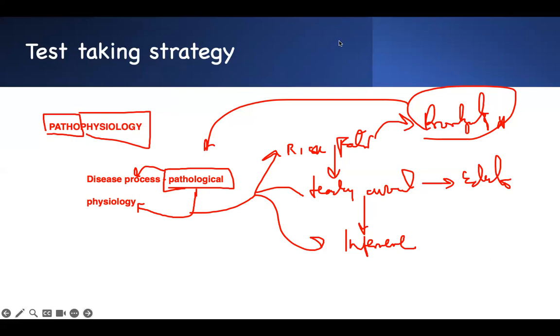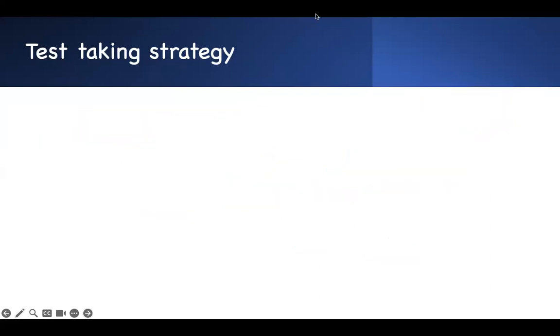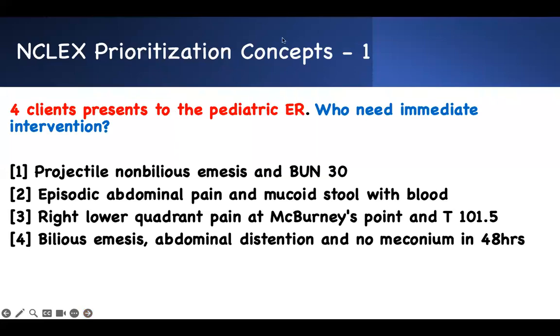If you need more, just come to Adapt NCLEX. You get used to this fact. So these are the straightforward concepts, and I'm going to use what I talk about right now to answer each question, going down to the pathology. When they give you a question with prioritization, divide it into two. Okay, four clients present to the emergency room. They are pediatric patients who need immediate intervention. Divide it. I say this for you to come to your background and figure out what is the problem.